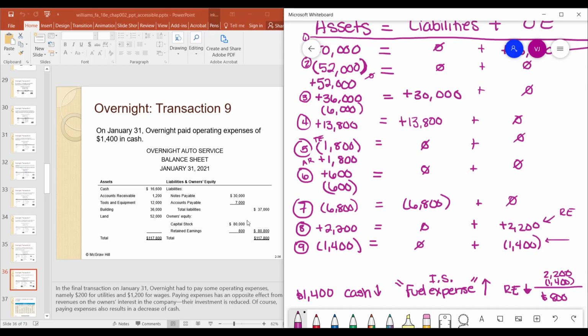Okay, so that is it for going through those transactions. In Chapter 3, we're not only going to be looking at how these transactions affect the accounting equation, but we're actually going to learn how to journalize them using those debits and credits and those T accounts, which many of you might be very unfamiliar with. So we'll be dealing with that in Chapter 3. So hopefully that was helpful.